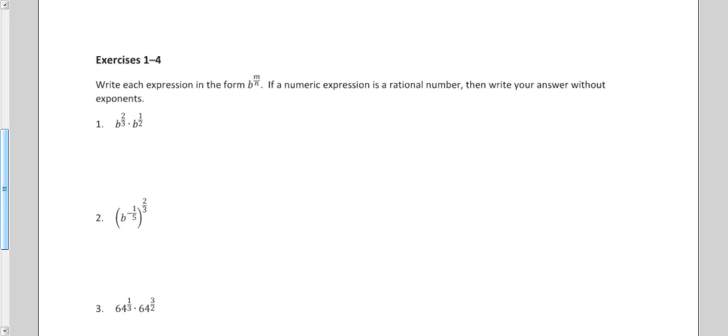All right. We're doing everything with rules of exponents now. I want everybody to try and do number 1, exercise 1, amongst yourselves. Everybody do number 1, b to the 2/3 power times b to the 1/2 power. Some of you are just cutting to the chase and going right into adding fractions.